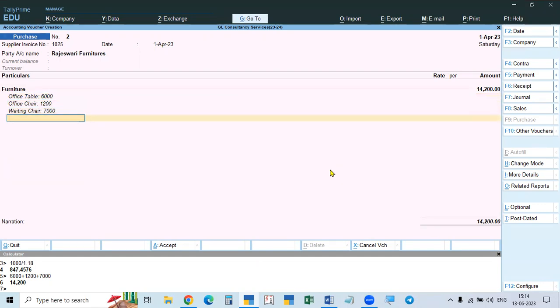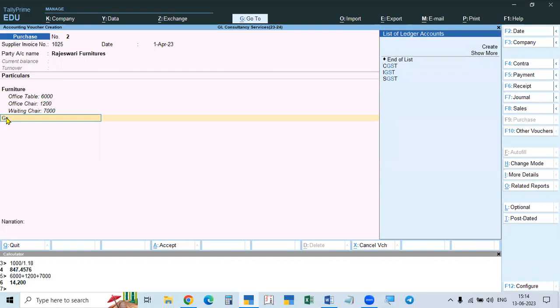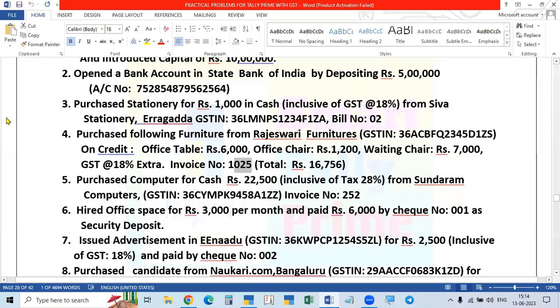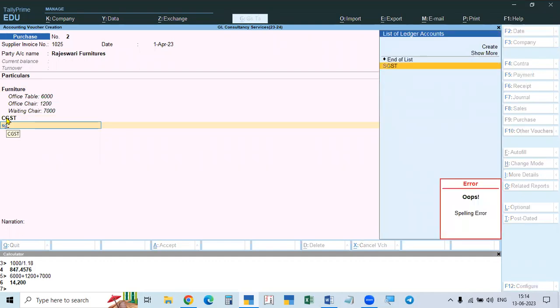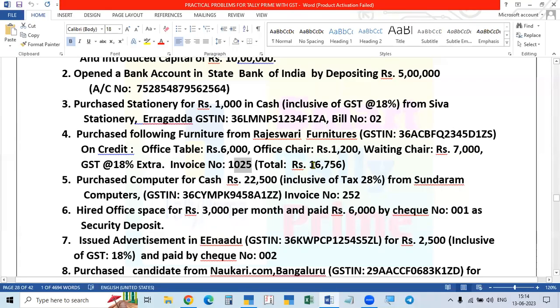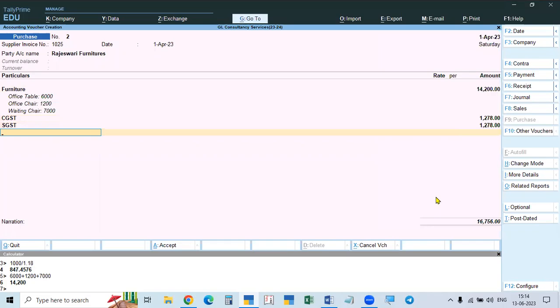Okay, after this, this is for the next item. And again click, then the cursor will be full. So here you have to give GST, SGST, CGST. What is the amount of CGST? This one. And then SGST, CGST, you have to give. Total amount will be 16,756. 16,756 is the total amount. Like this we can use.